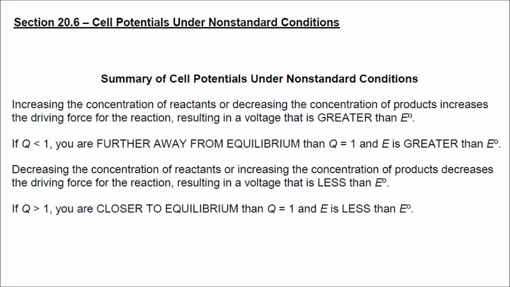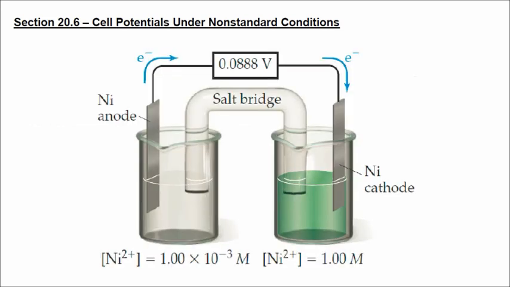On the other hand, if we decrease the concentration of the reactants or we increase the concentration of products, this is going to decrease the driving force, resulting in a voltage that's less than the standard conditions. So when Q is greater than 1, you are closer to equilibrium than Q equals 1, and your voltage will be less. So Q less than 1, voltage increases. Q greater than 1, voltage decreases.